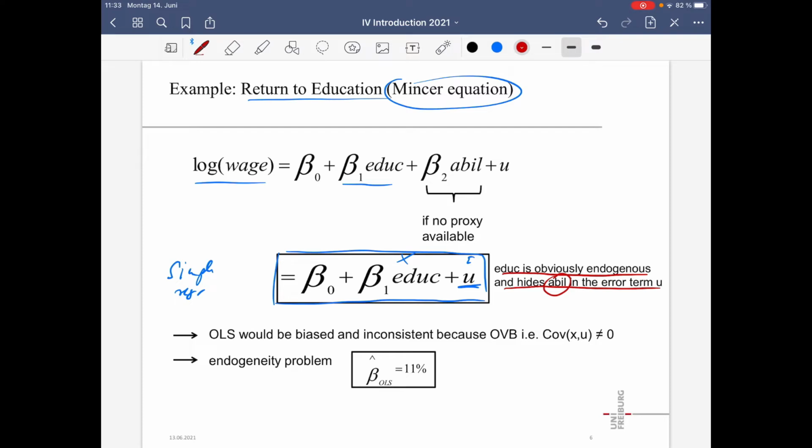Right? And if you take ability out of the error term, because you have the data, and also regress on ability, then your result is closer to reality, okay? And so if you just do the simple regression, OLS would be biased and inconsistent because of the omitted variable bias, here the covariance xu is not 0. And then you have a heterogeneity problem, so that an outcome, let's say that would be 11%, is either over or underestimated due to the omitted variable bias.